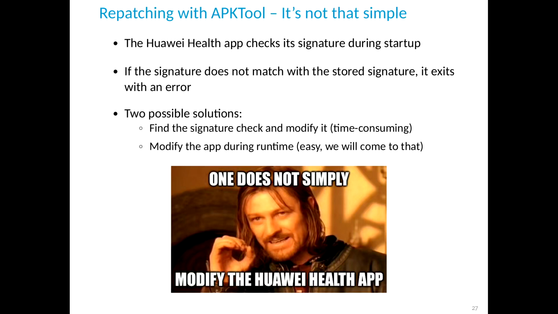And even if the repatching would be possible for the Huawei Health app, it's not that simple because the Huawei Health app checks its signature during startup. And if the signature doesn't match with the stored signature, it exits with an error. So there are two possible solutions. One solution is to find the signature check and modify it, but this is very time consuming. And the other possibility is to modify the app during runtime. This is easy, and we will come to that.